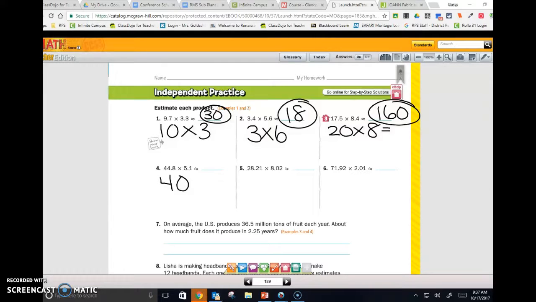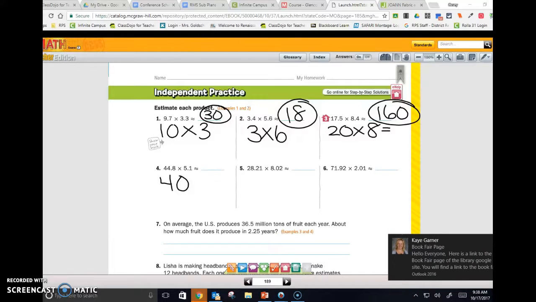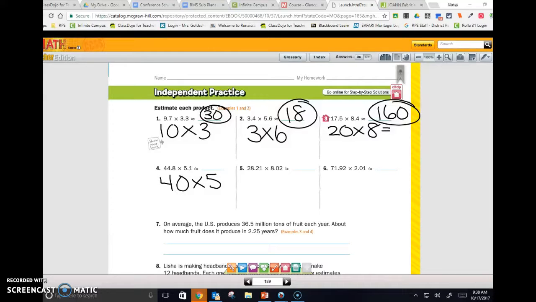Because if we use regular estimating terms, 40 times 5 would be 45. But the point of this is to do it in your head so you don't have to show work. So we're making it a 40 because it's under 45. Do you see how I'm talking and you shouldn't be? Okay. So we have 40 times 5, and we get, because 4 times 5 is 20, then we add the 0.